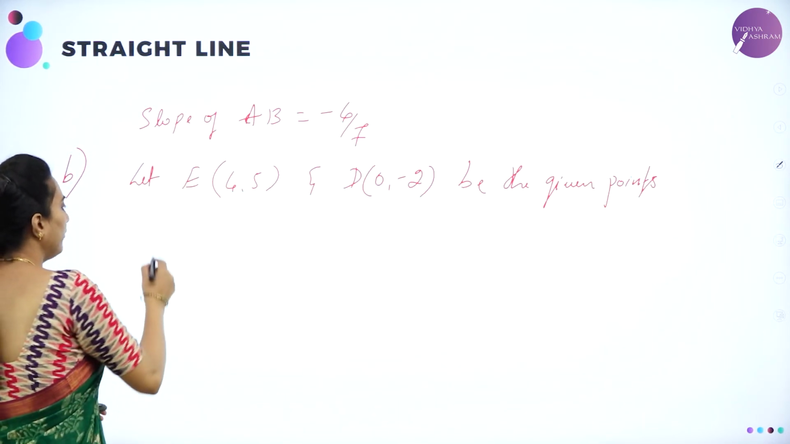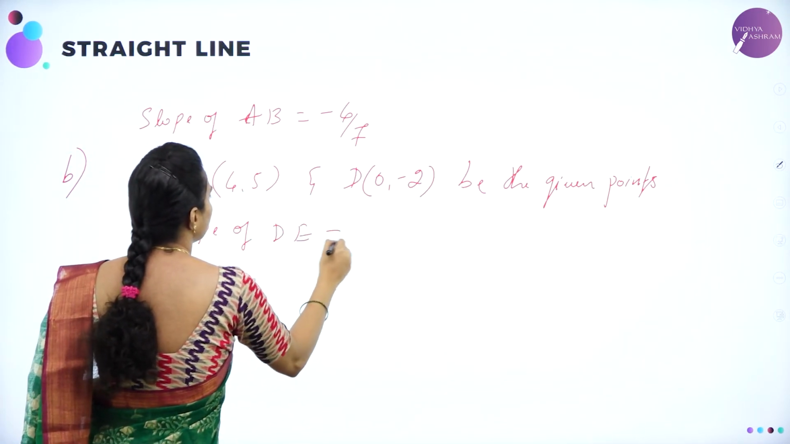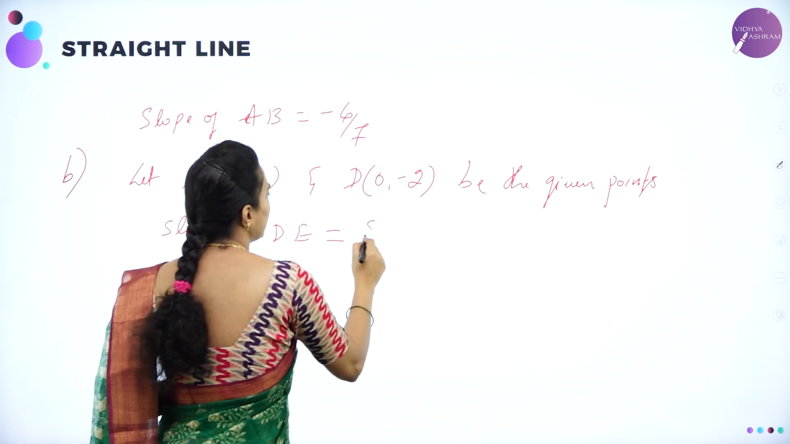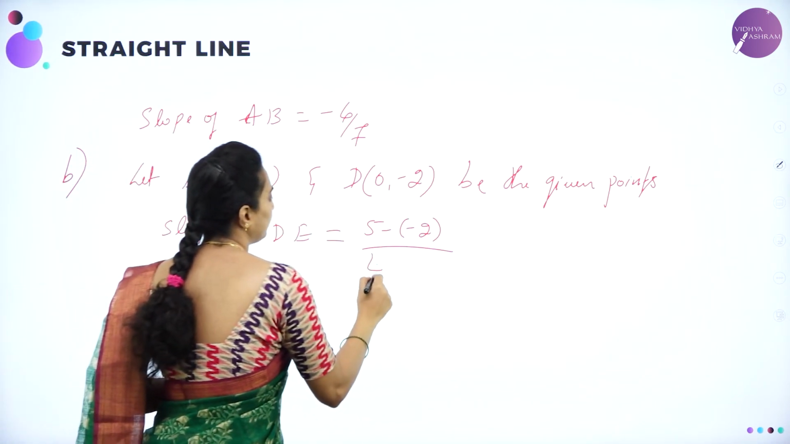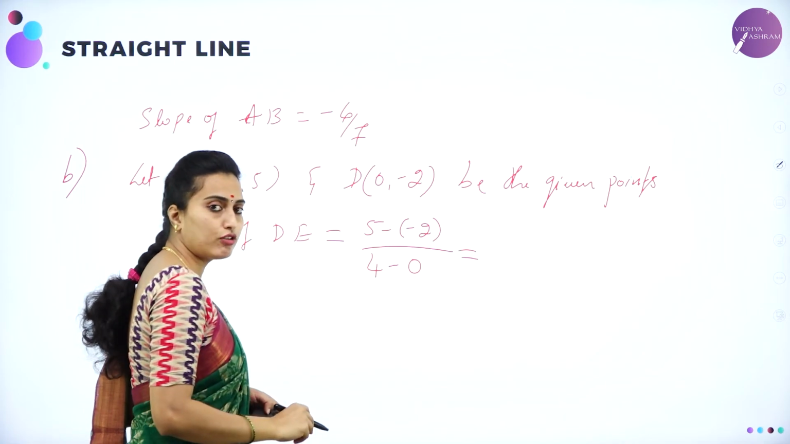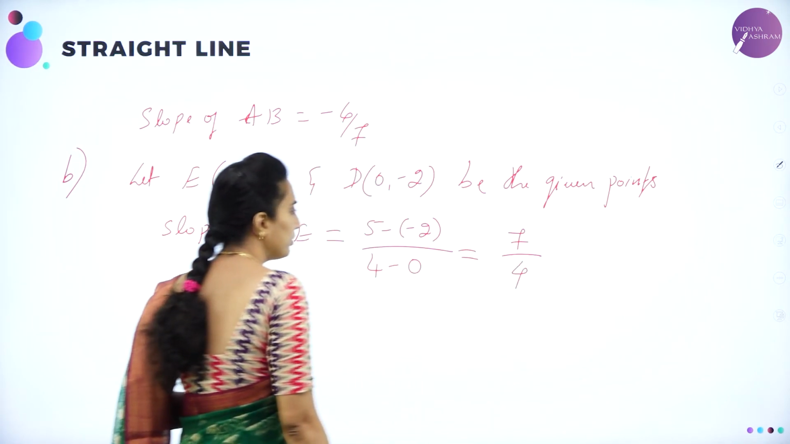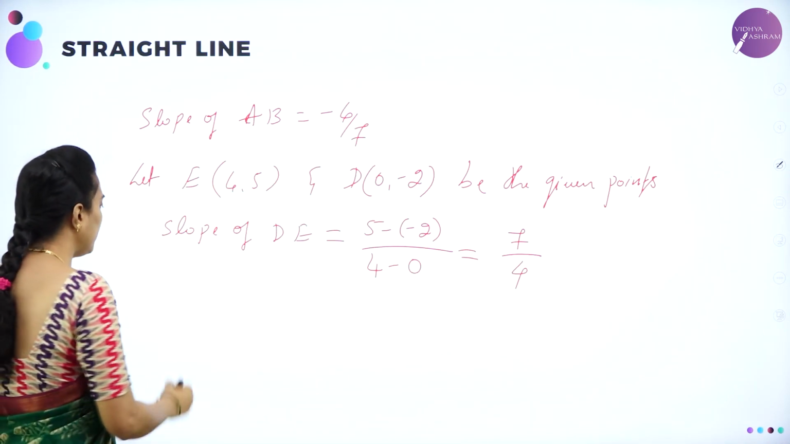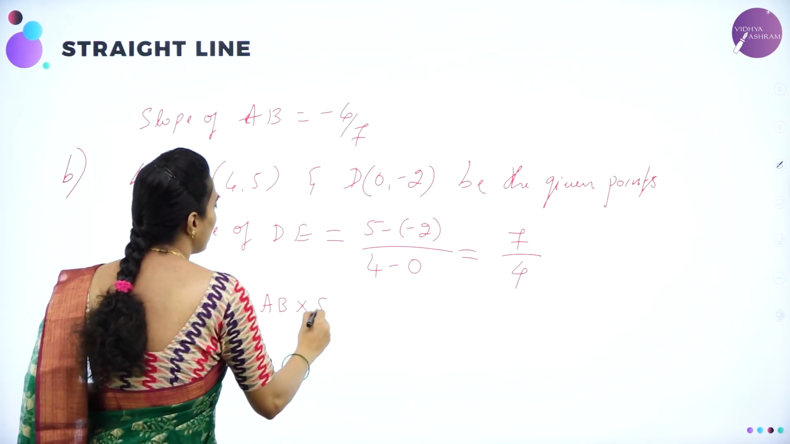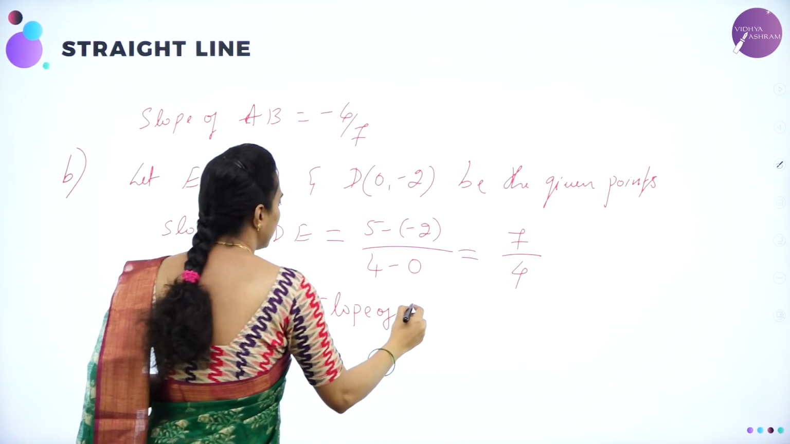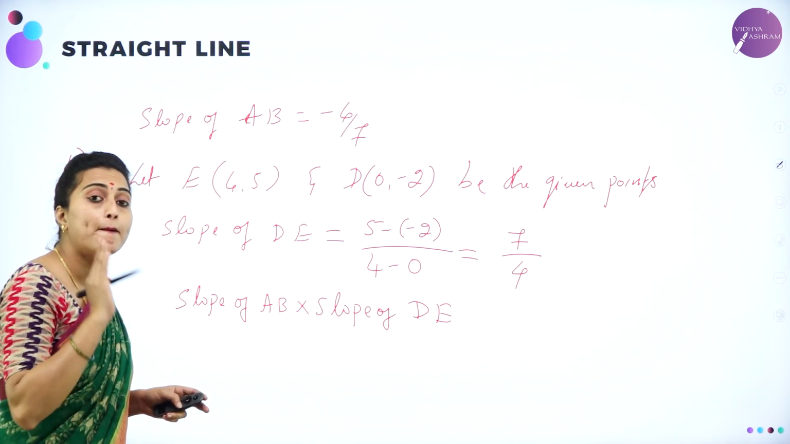Therefore, you can find the slope of DE. So, y2 minus y1, that is 5 minus of minus 2, divided by x2 minus x1, which is 4 minus 0, which implies 5 minus of minus 2 is plus 2, which is 7 divided by 4, which is the slope of DE. Now, what you need to multiply? Let me multiply the slope of AB into the slope of DE. If the product of these two slopes is equal to minus 1, it means the lines are said to be perpendicular.